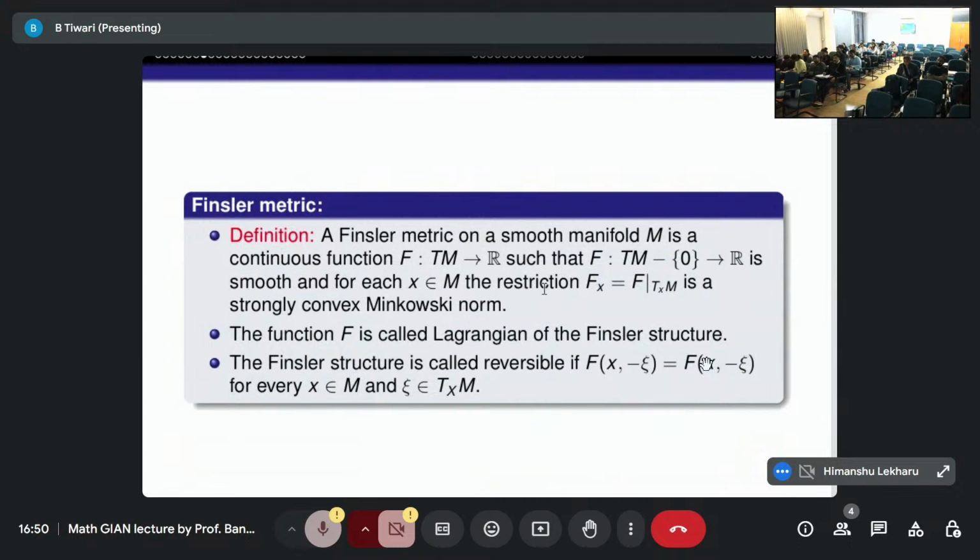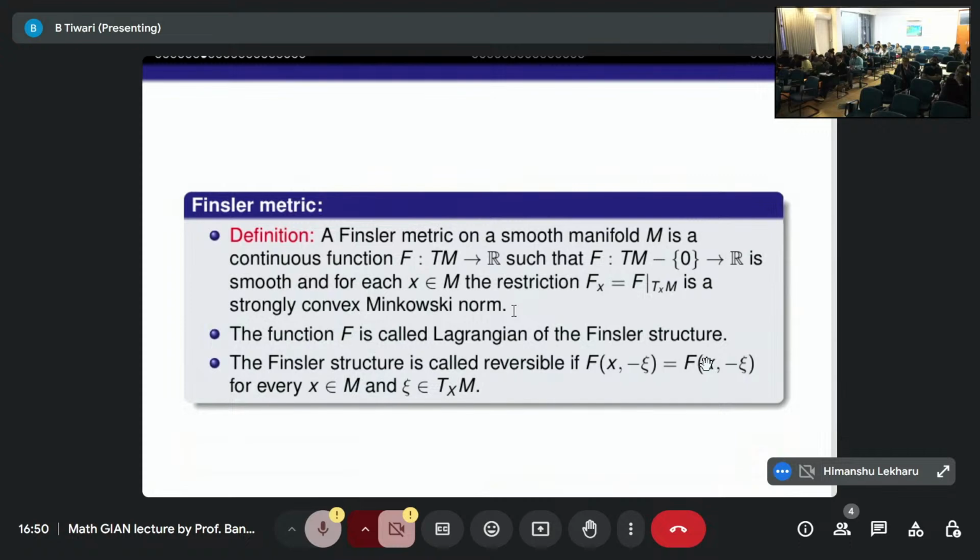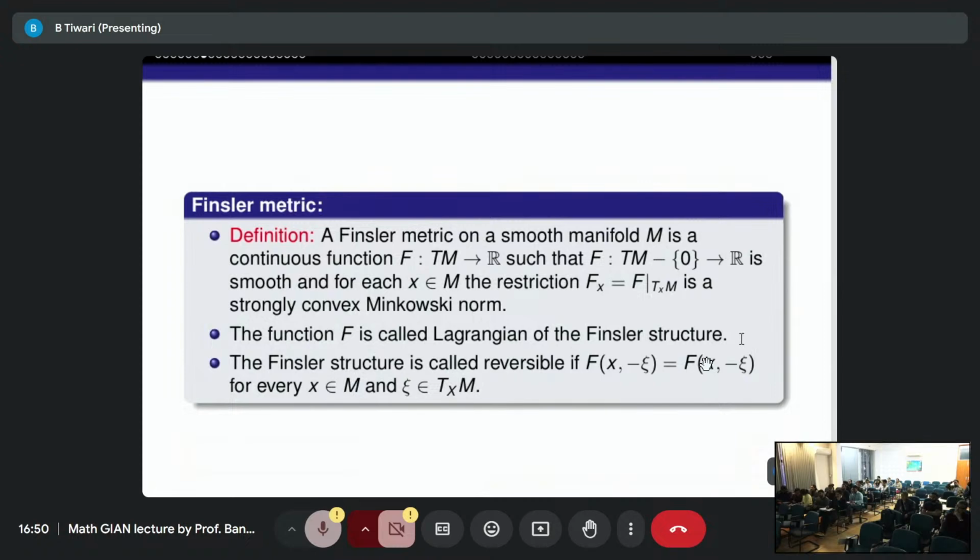Now, a Finsler metric on a smooth manifold is a continuous function f from the tangent bundle to R such that its restriction to each tangent space is a strongly convex Minkowski norm. So for me, a Finsler metric on a smooth manifold is a function from the tangent bundle to R such that on the non-zero part of the tangent bundle it is smooth, and its restriction to each tangent space is a strongly convex Minkowski norm. This function f is called the Lagrangian of the Finsler structure.